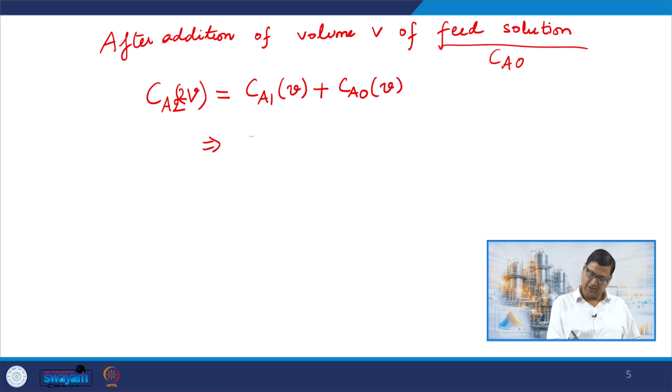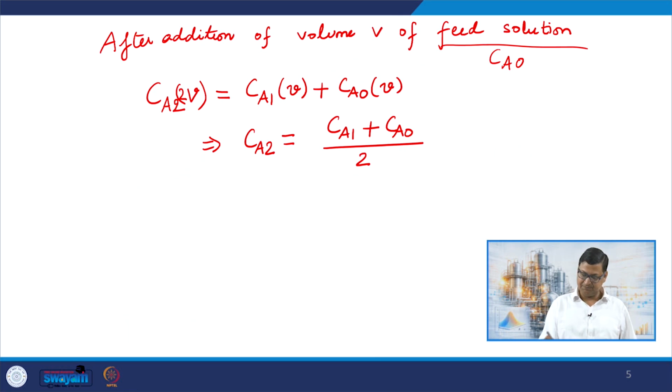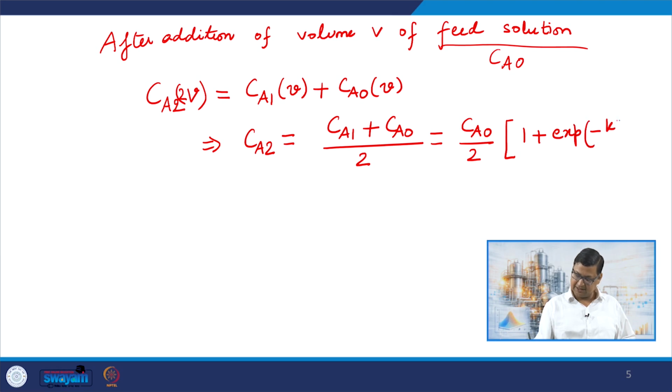So, therefore, my Ca2, which is the concentration of A after the addition of this feed solution, is going to be Ca1 plus Ca naught by 2, and we already have obtained the expression of Ca1 right here. So, if I plug that in, we are going to have Ca naught by 2 times 1 plus exponential of minus k tau by 2.